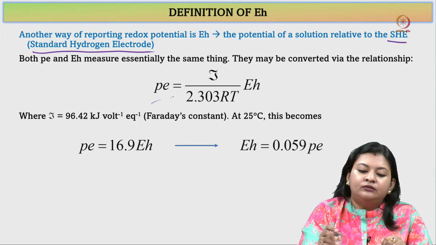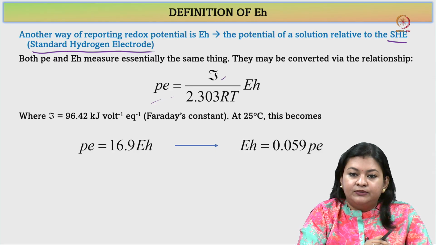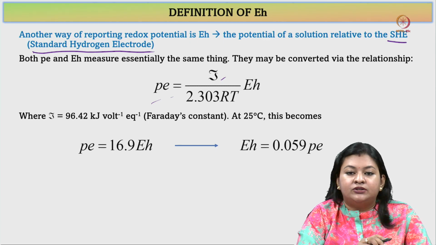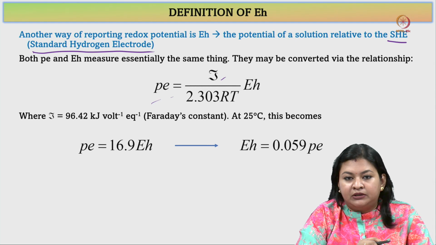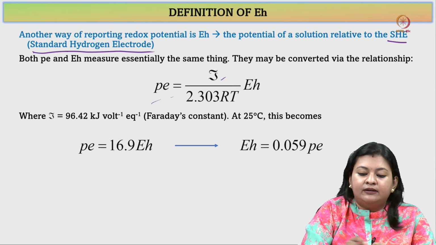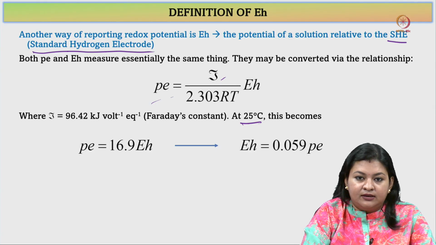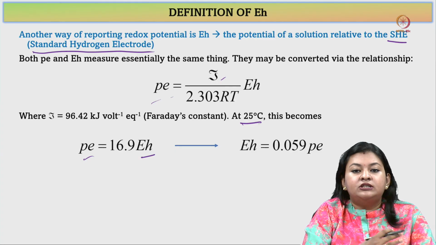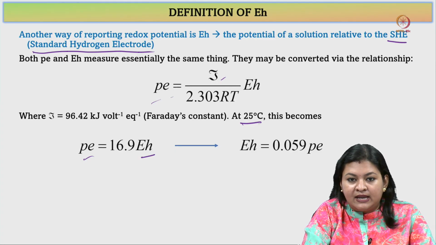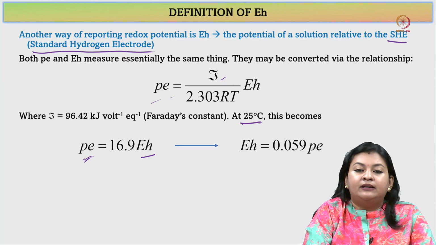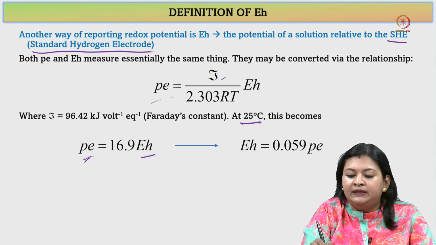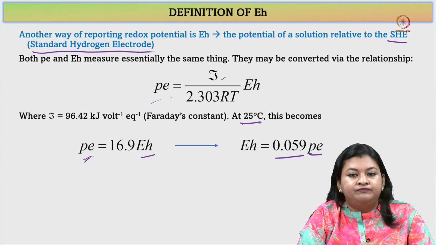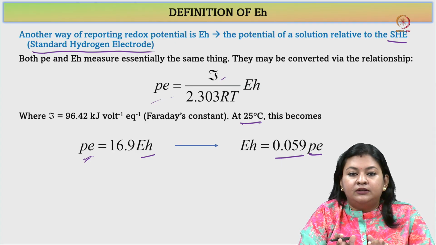So, PE is equal to F, the Faraday constant, divided by 2.303 RT, into EH. So, this is entirely a constant term at a particular temperature. So, essentially at room temperature, at 25 degree standard condition, PE is 16.9 EH. So, you just multiply the EH value by 16.9 and you get the PE value, or vice versa. If you know the PE value, you multiply by 0.059 and you get the EH value. So, it is calculable, right.